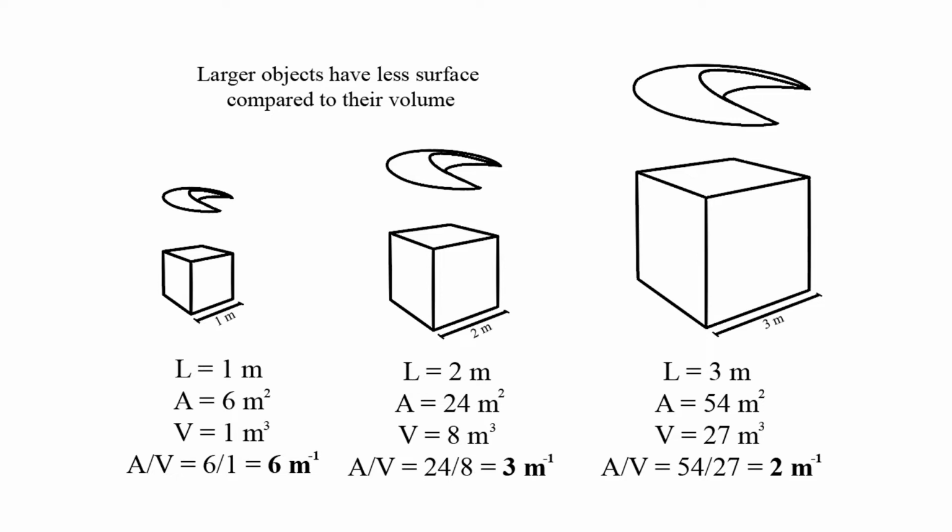So the reason this is relevant for dunes is because the only sediment that is available for transportation is the sediment that sits at the surface. So a bigger dune, which has less surface area compared to its volume, will have less sediment that sits at the surface that is actually able to be transported. So the hypothesis is that larger dunes have a lower surface to volume ratio and therefore a lower migration rate.